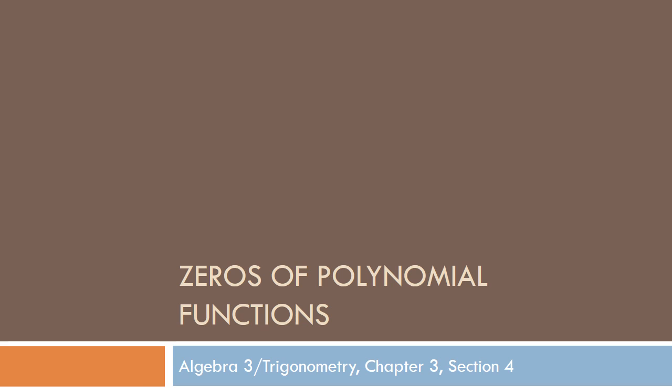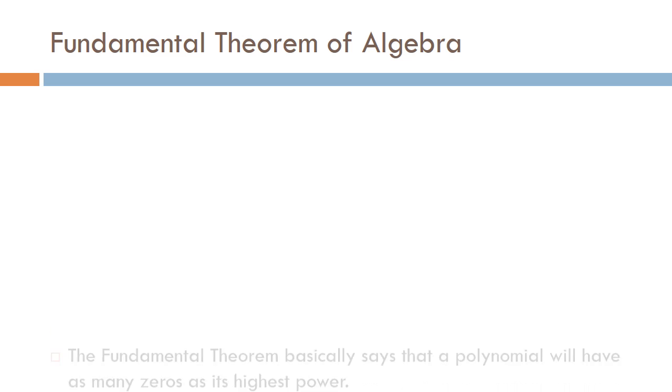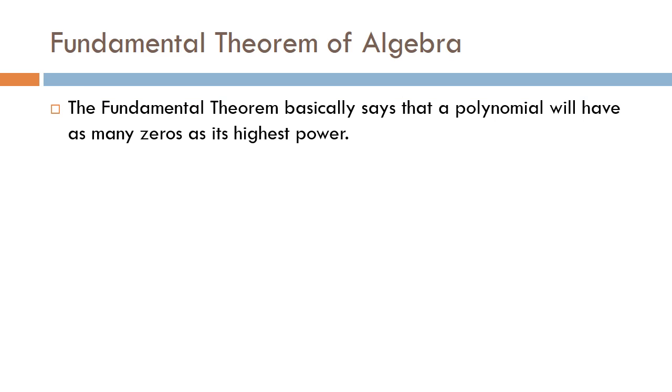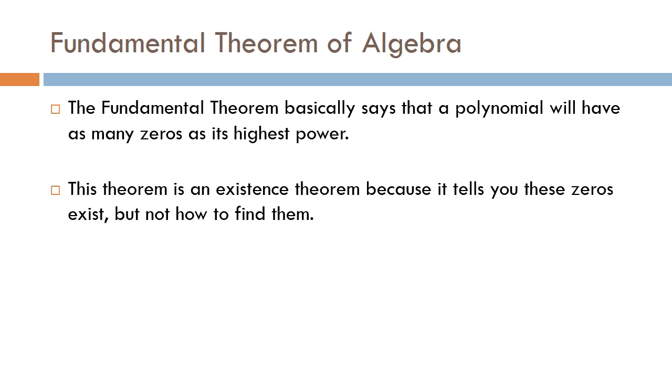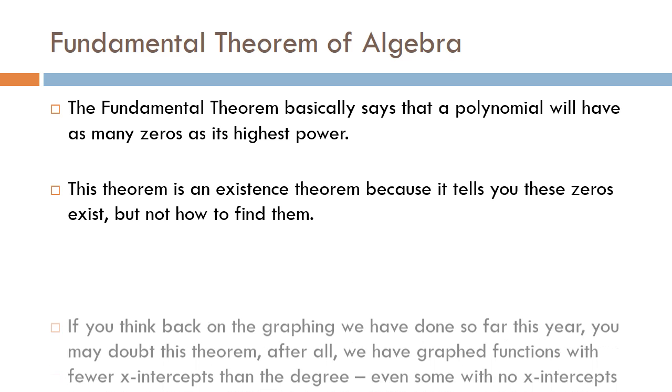Algebra 3, Chapter 3, Section 4, Zeros of Polynomial Functions. The fundamental theorem of algebra basically says that a polynomial will have as many zeros as its highest power. This theorem is an existence theorem because it tells you that the zeros are out there, but it doesn't really tell you how to find them.